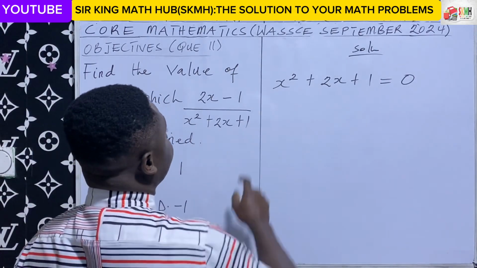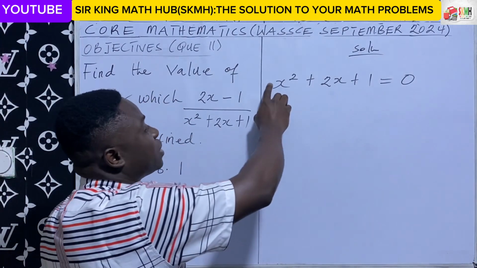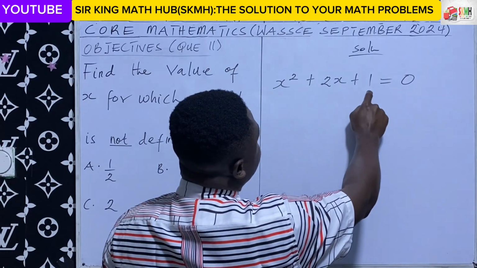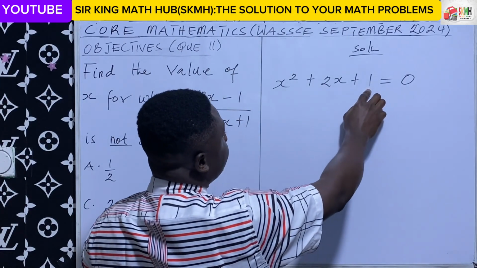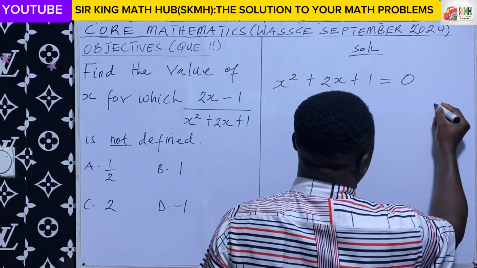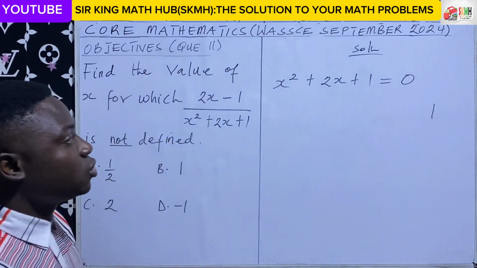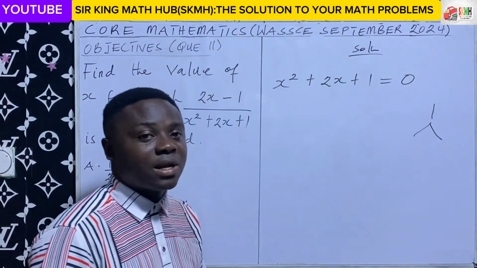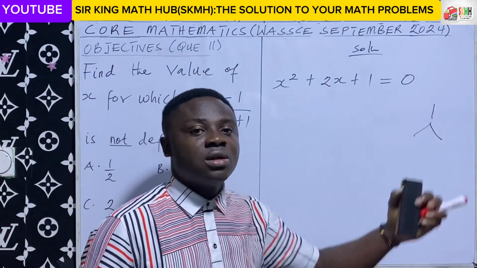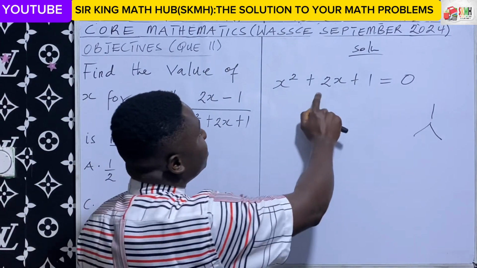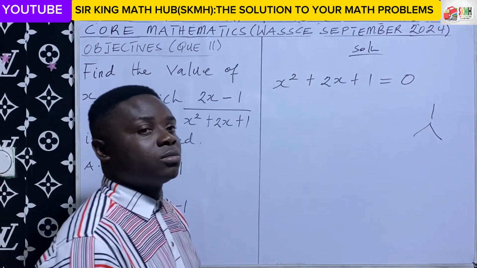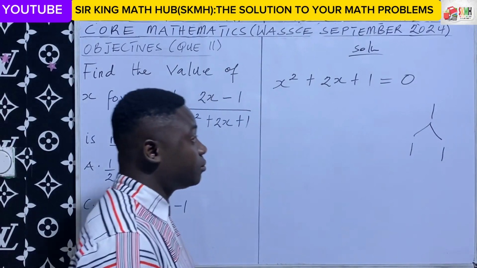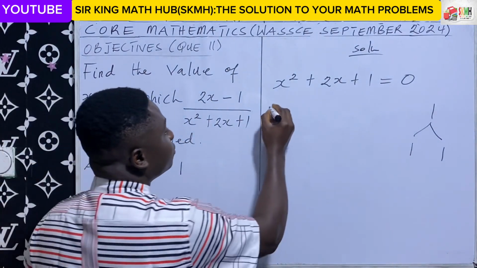What is the coefficient of x squared? The coefficient of x squared here is 1. And then 1 multiplied by the constant here, which is 1, will give us 1. So we are looking for factors of 1, such that when we multiply these two factors, it should give us 1. But when we sum them up, it should give us 2. So obviously the factors here are 1 and 1. So what does that mean?